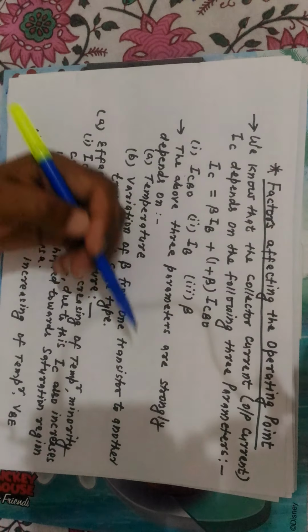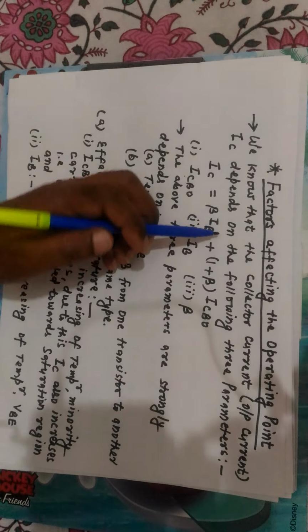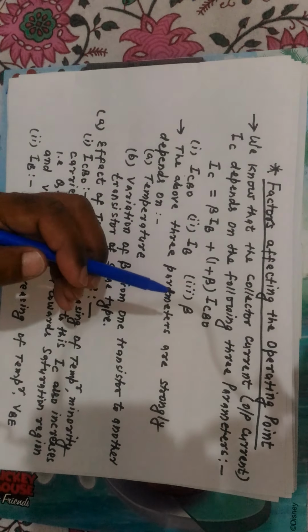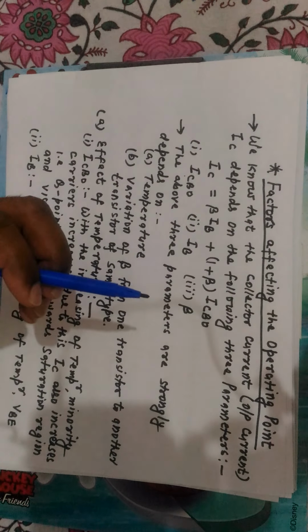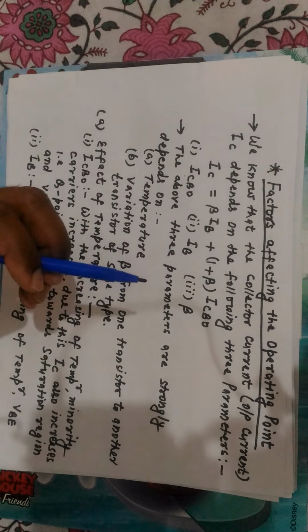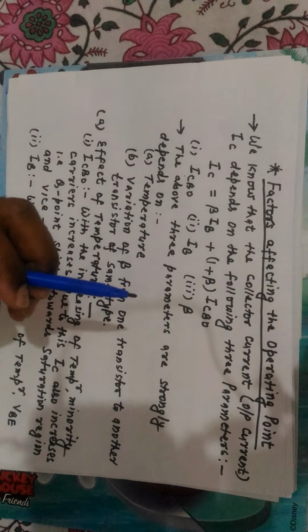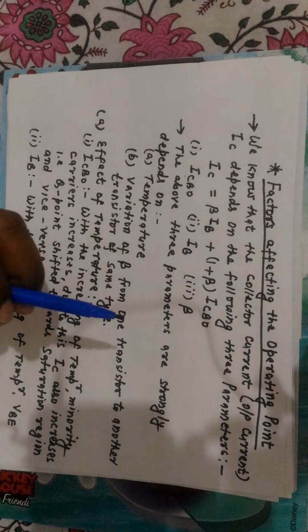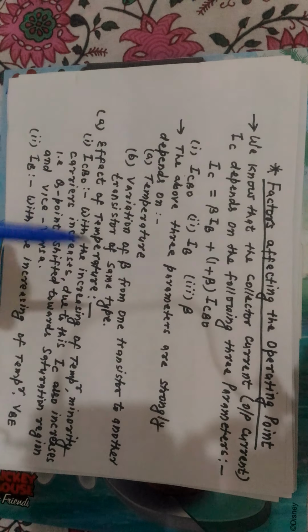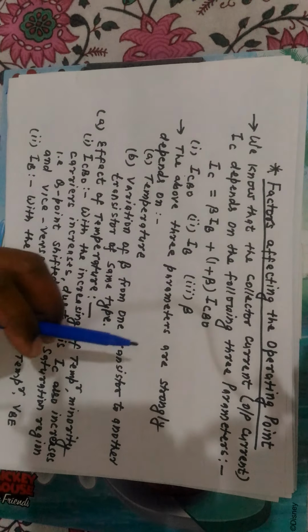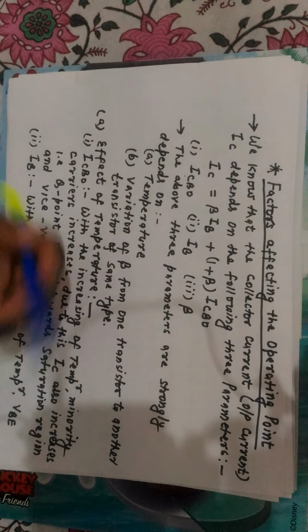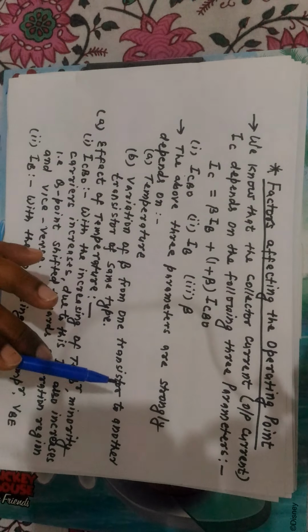But all of us know that the meaning of operating point or quiescent point is silent or fixed. This means the operating point needs to be fixed at the decided point, that is the midpoint of the DC load line. So to fix the operating point at the decided point, we have to know what the factors affecting the operating point are, so that we can take remedial action to fix the operating point.